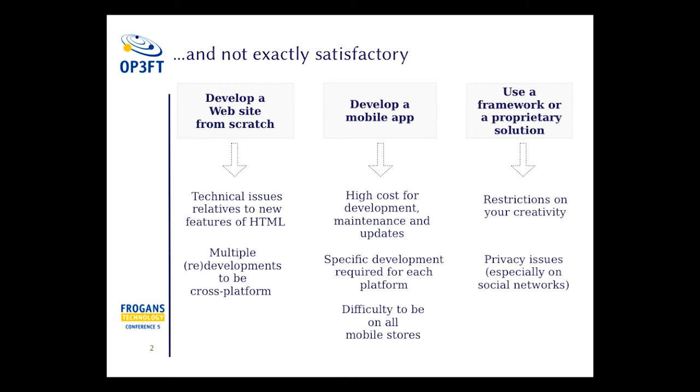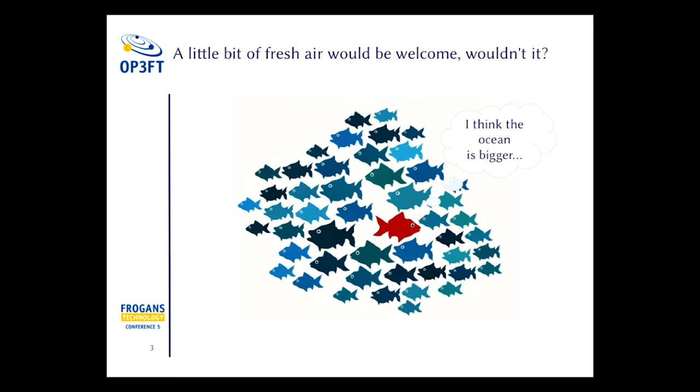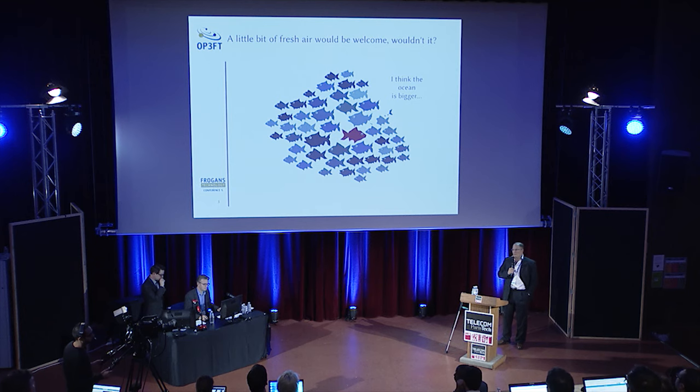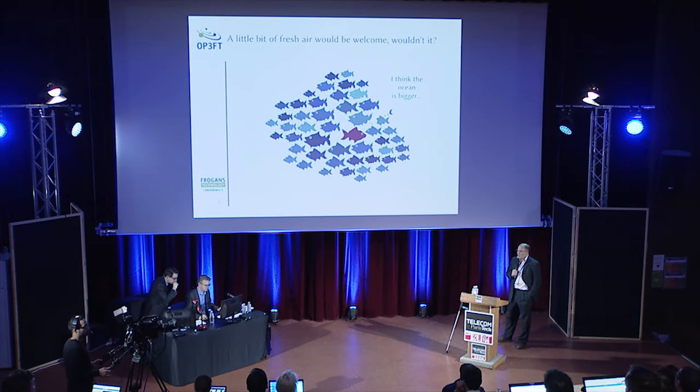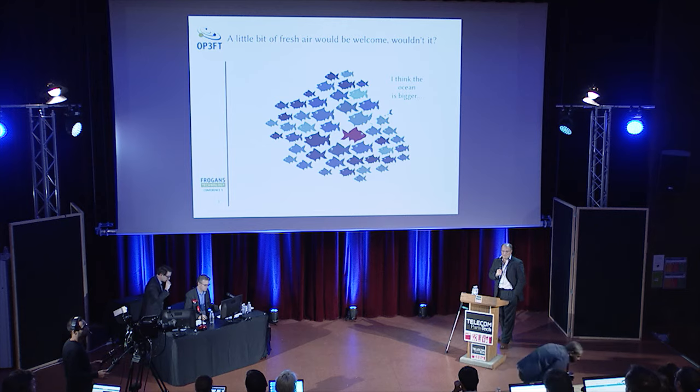So this is where Frogans Technology comes in. It is right there, the red fish. The red fish which is coming to simplify things. And that is really what Frogans is all about. It's about making online publishing available to everyone, making it easier, simpler, no multi-platform testing, no privacy, no data protection issues. All these problems with Frogans have been addressed.